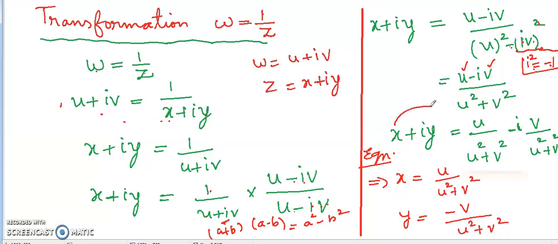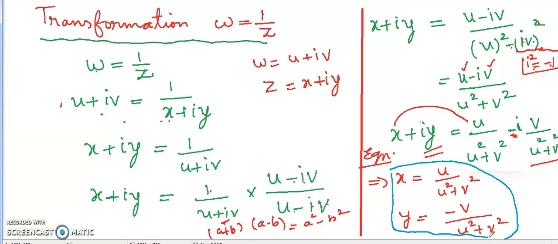X is equal to U by U square plus V square. The imaginary part is the term with I, so no need to take I, just take Y. Y is equal to, you have to take the negative sign also, minus V by U square plus V square. In the problem session we are going to use these values of X and Y while doing problems using the transformation 1 by W square.